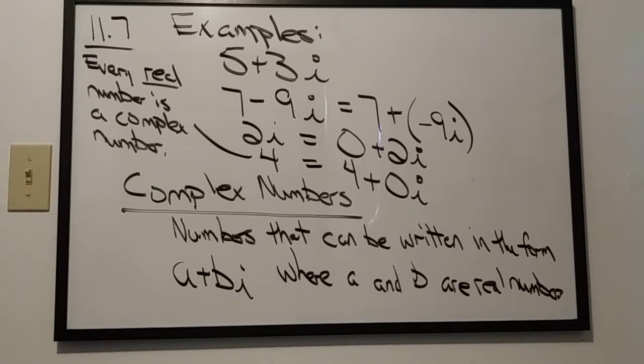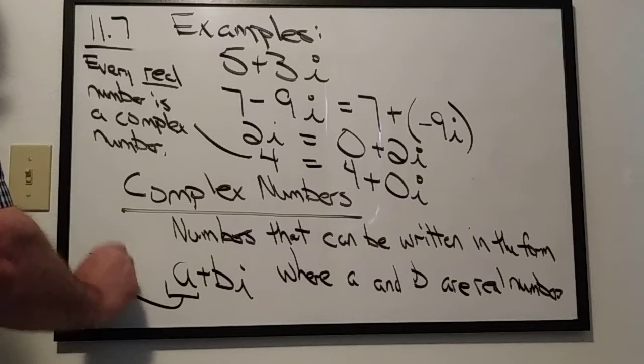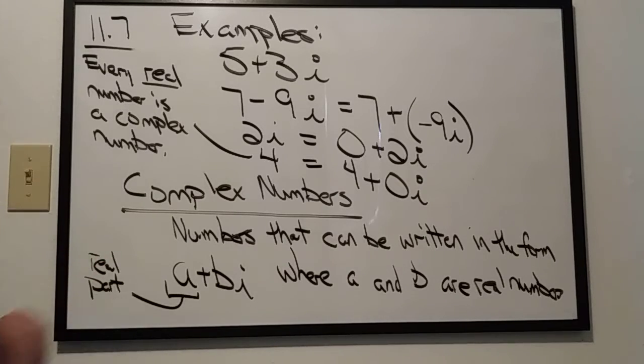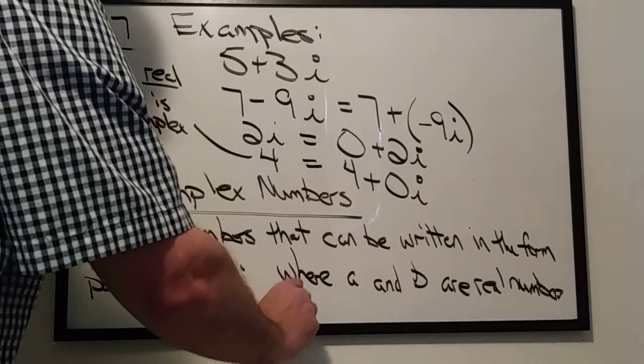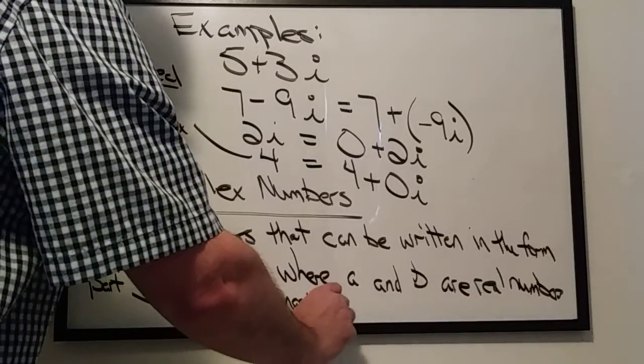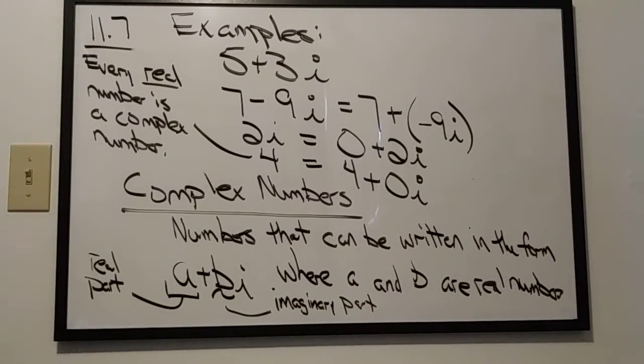So now that we have that information, the last thing that I want to talk about on this board is the fact that we can take these two numbers, a and b, and give them names. So this a is always going to be called the real part of the complex number, and the b is going to be called the imaginary part. Now, I want to make sure that you're seeing that I underlined the b, but not the i. So the b is called the imaginary part.